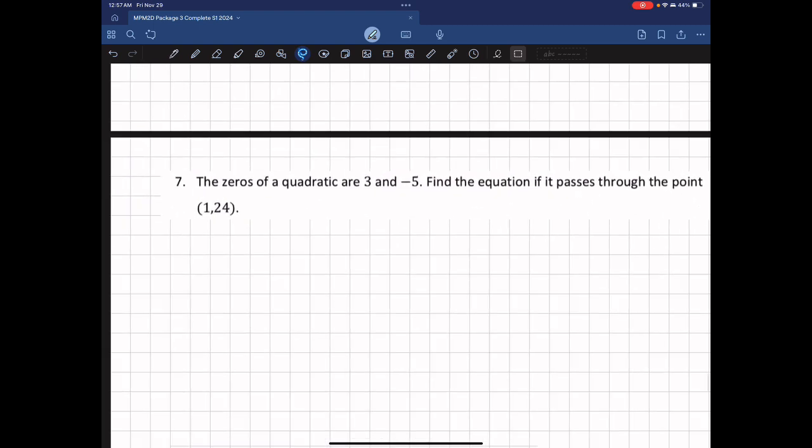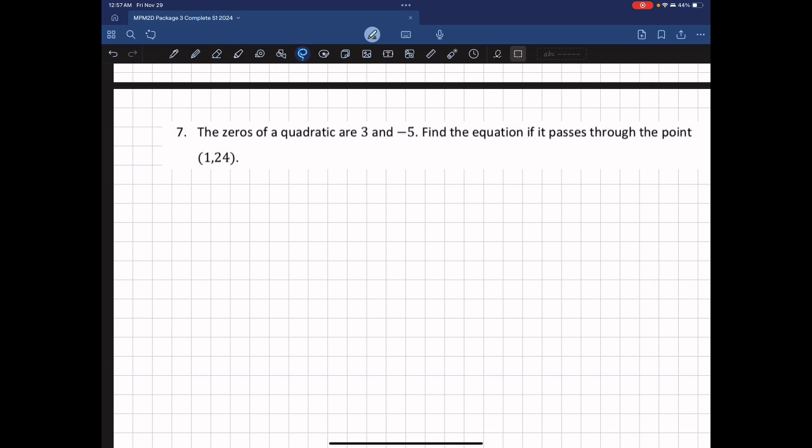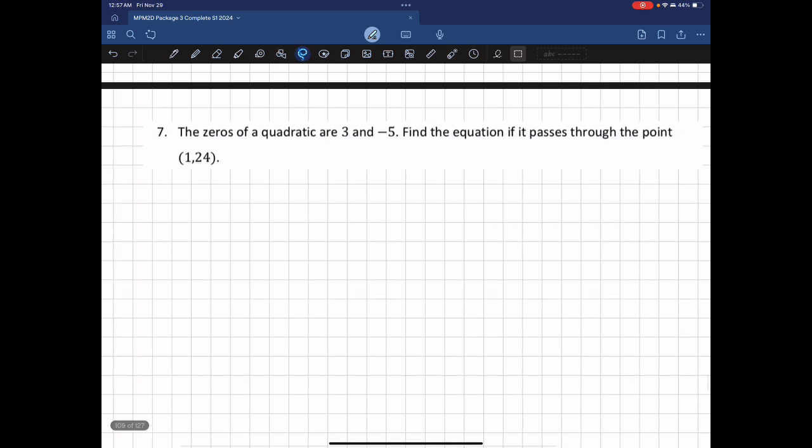All right, the zeros of a quadratic are 3 and -5. Find the equation if it passes through the point 1, 24. So I know that the zeros of a quadratic means I can easily write it in factored form. So in factored form, my equation looks like y equals a. Now we don't know the a value yet, but we do know x minus the first zero, which is 3, and then x minus the second zero, which is -5. So minus -5 becomes +5.